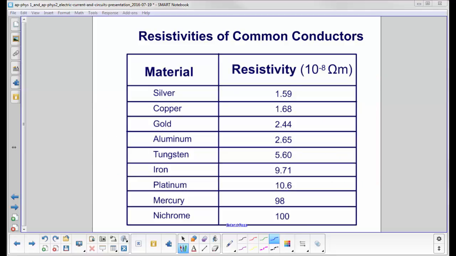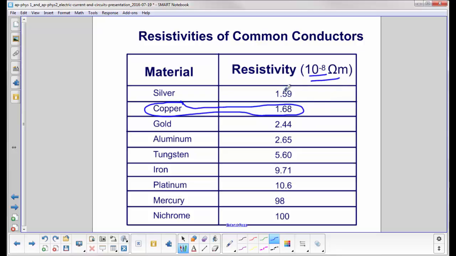Here are some resistivities of common conductors. Remember, a conductor conducts electricity. Some conduct it very well, some not so well. Materials with a lower resistivity are better conductors. So you can see right here copper, which is what we use for household wiring, has a very low resistivity. 1.68 times 10 to the minus 8th ohm meters.